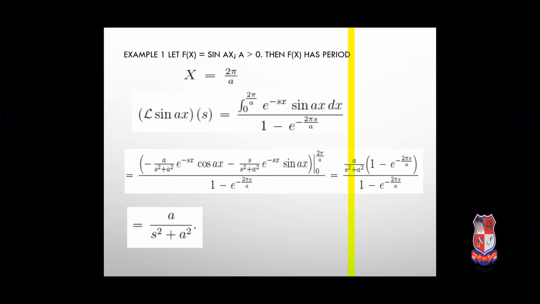We do the integration with the denominator the same, then we put the limits 0 and 2 pi by a, and the answer will be a upon s square plus a square, with the bracket 1 minus e raised to minus 2 pi s upon a, upon 1 minus e raised to minus 2 pi s upon a. After simplification, the answer will be a upon s square plus a square.